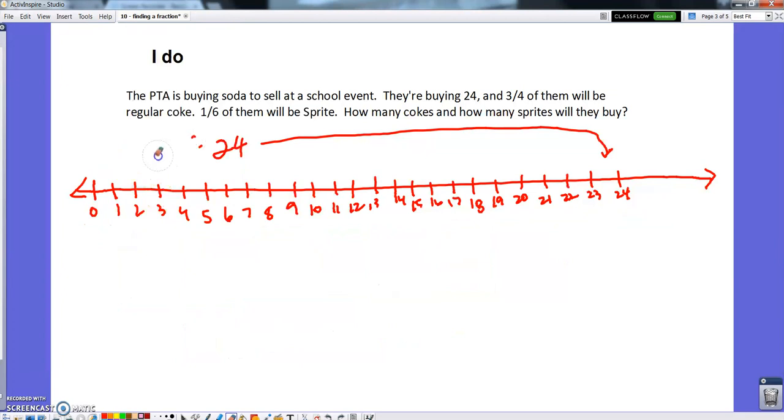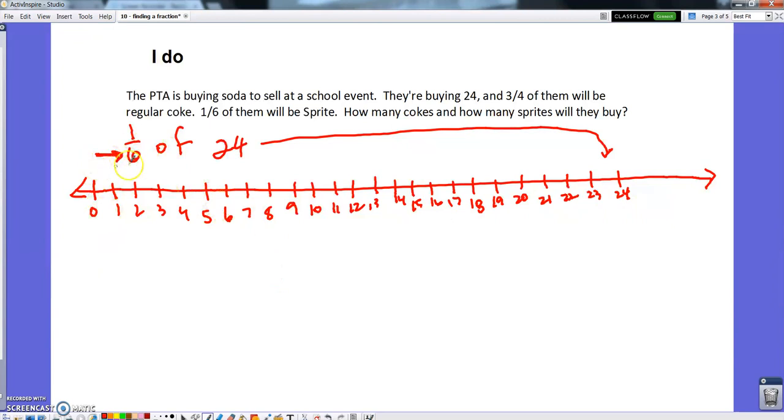So now, when I go back and work on my Sprites, I know that 1/6 of the 24 are Sprites. So I still need to go 24, still 24 sodas, but now I'm not dividing it into 4 groups. I'm dividing it into 6 groups because that's what's in the question. So I've got to divide these 24 numbers into sixths. You can just try and get the same number in each group.